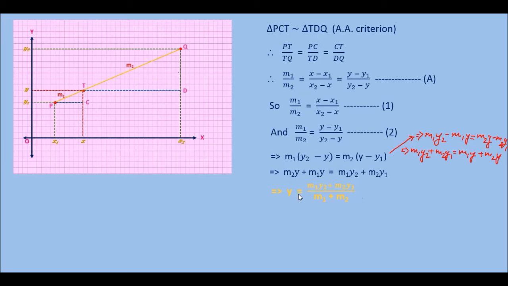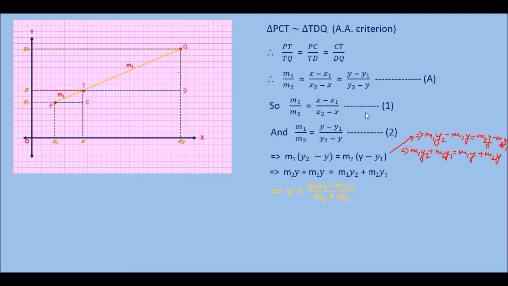This is the ordinate value of this point T, which divides this line segment into two parts internally. Means it is on the given line segment. We will be knowing about the section formula for a point which divides a given line segment externally in some other session. But for this session, we will be confining ourselves to internal division. Okay.